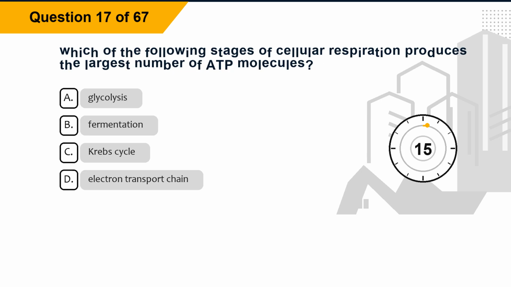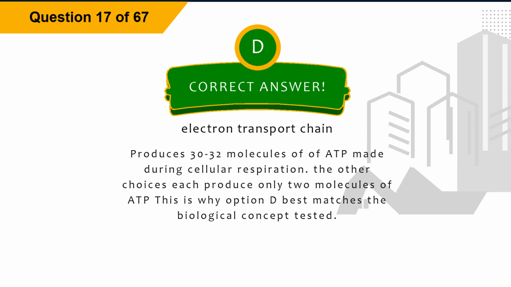Question 17. Which of the following stages of cellular respiration produces the largest number of ADP molecules? Option A, glycolysis. Option B, fermentation. Option C, Krebs cycle. Option D, electron transport chain. The correct answer is option D, electron transport chain. Explanation: it produces 30-32 molecules of ATP made during cellular respiration. The other choices each produce only 2 molecules of ADP. This is why option D best matches the biological concept tested.